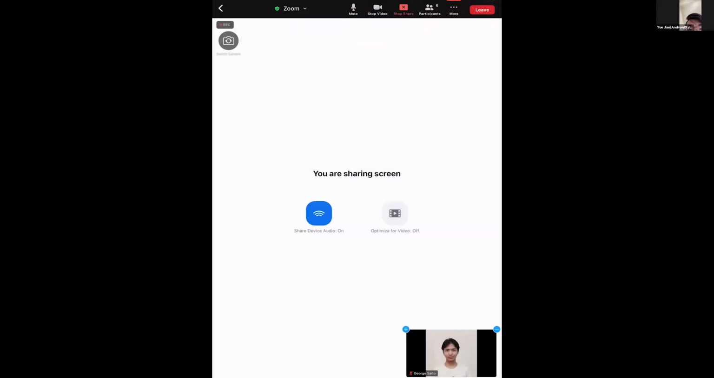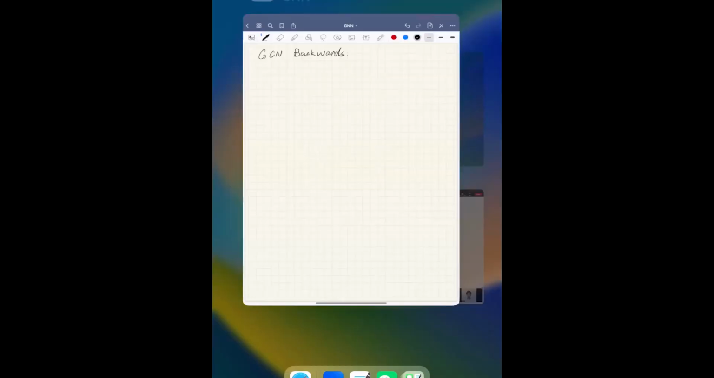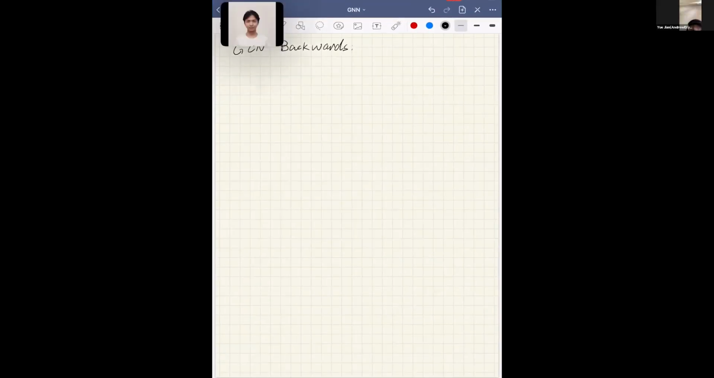Can everyone see my screen? Yes. Yep. Okay, sure. So you can see this GCN backwards part, right? Okay, yep. Now let's derive the GCN backwards. You're welcome to ask me any question within this process, okay?